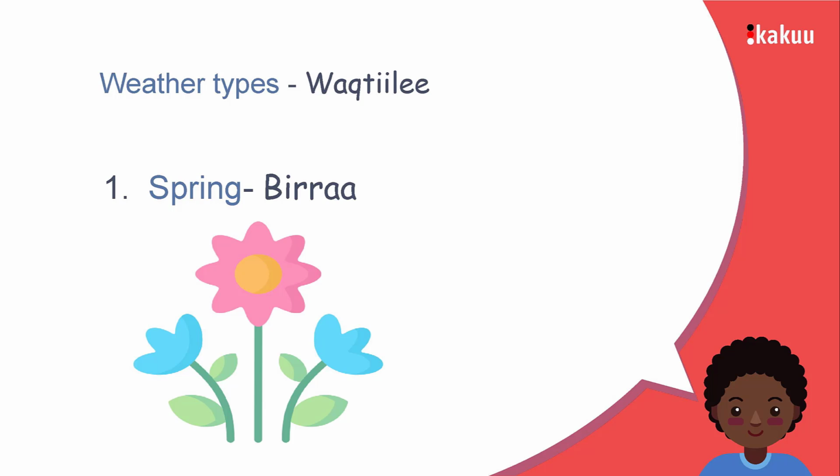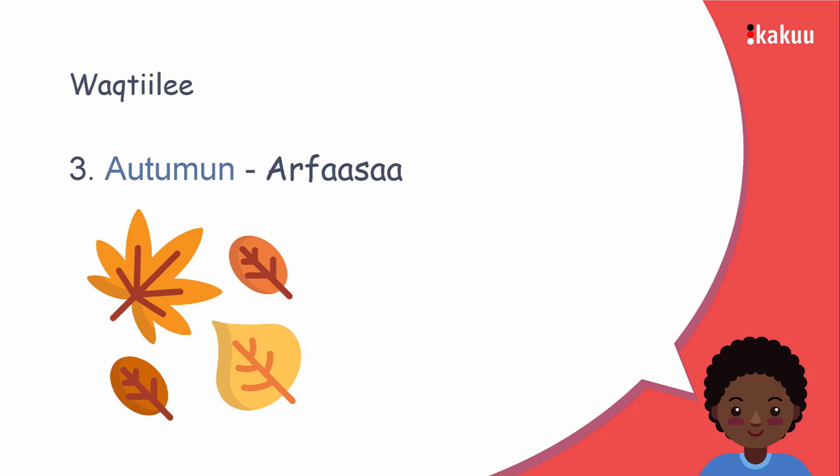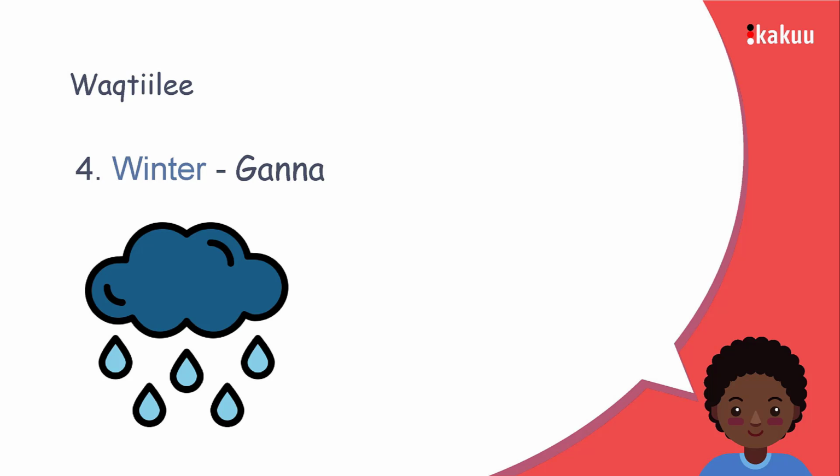The first one is spring, which is called Birra in Afaan Oromoo. Next we find summer, also known as Bona in Afaan Oromoo. Autumn, Arfaasa, and then we find winter, which is called Ganna in Afaan Oromoo.